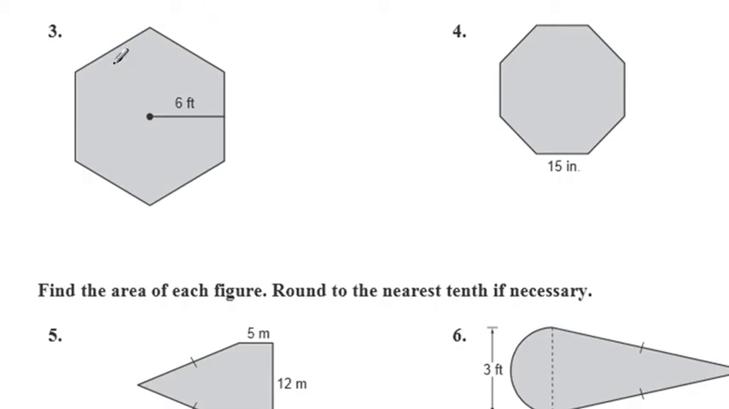Okay, number 3, this is a regular polygon. It's a 1, 2, 3, 4, 5, 6 hexagon. So first we need to figure out the angle measure of this entire angle. So all of the angle measures of a hexagon would be 180 times n minus 360. So 180 times 6 minus 360 gives us 720. And we would take that 720 and divide by 6 to figure out what each angle measure is, which we would get 120 for this angle measure.